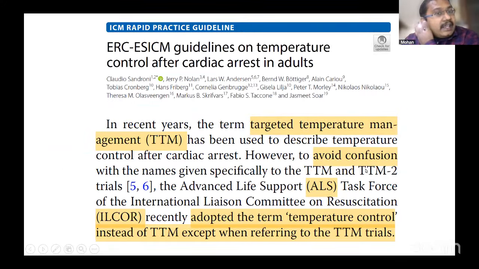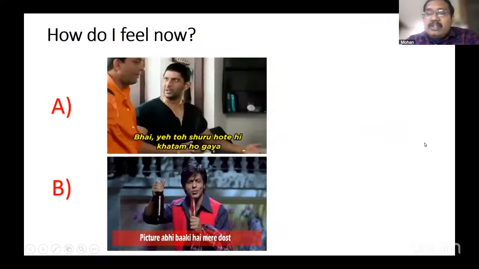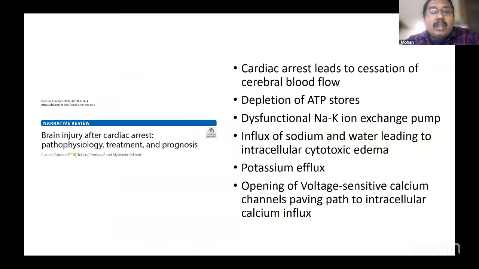Now I switch to the guidelines to see if there are any recent ones, and I come across the ESICM guidelines on temperature control. What it says is that previously it was called therapeutic hypothermia, then it changed to targeted temperature management, but now they have started to call it temperature control. I was surprised, and what would be my reaction? I'm optimistic and I wanted to know more.